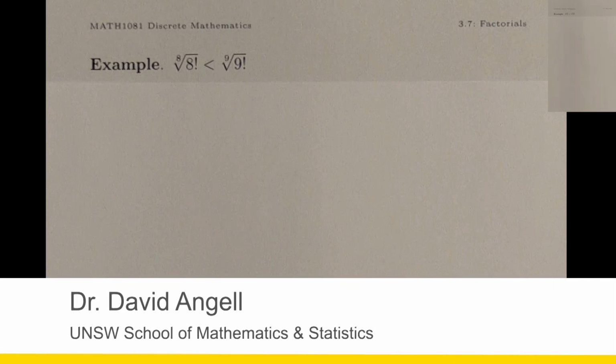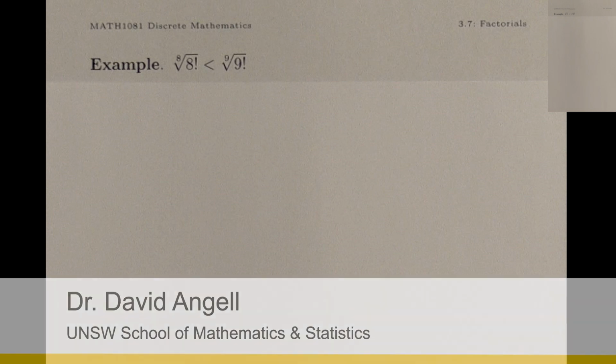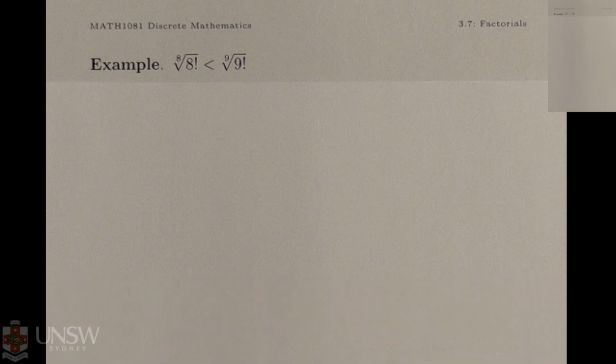Here's another example of something to prove. The 8th root of 8 factorial is less than the 9th root of 9 factorial. As usual, I'll ask you please to pause the video, spend a bit of time thinking about this problem, anything you can write down that might be relevant, anything you can work out from this, any sorts of logical procedures that might be important. Please pause the video.